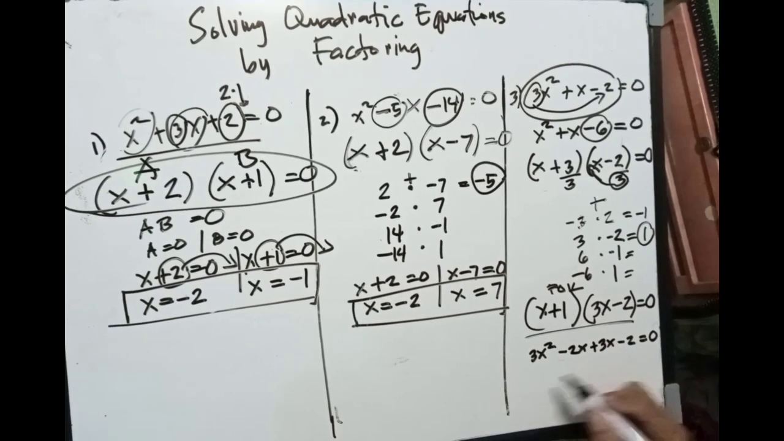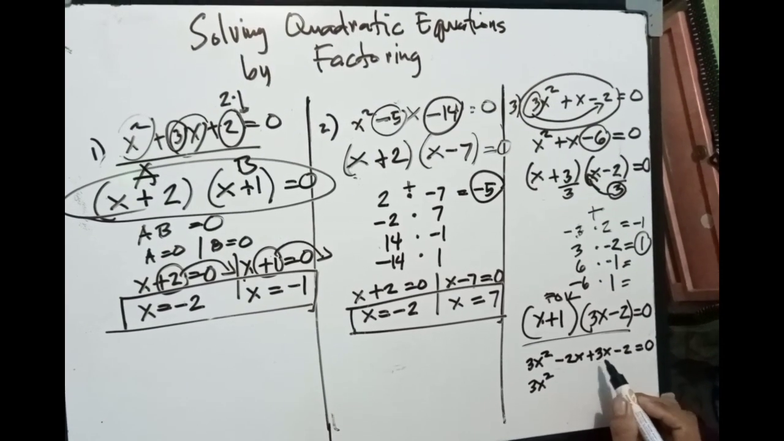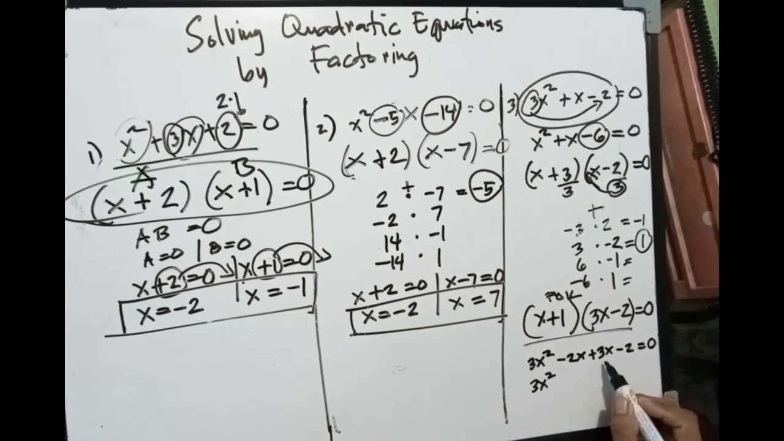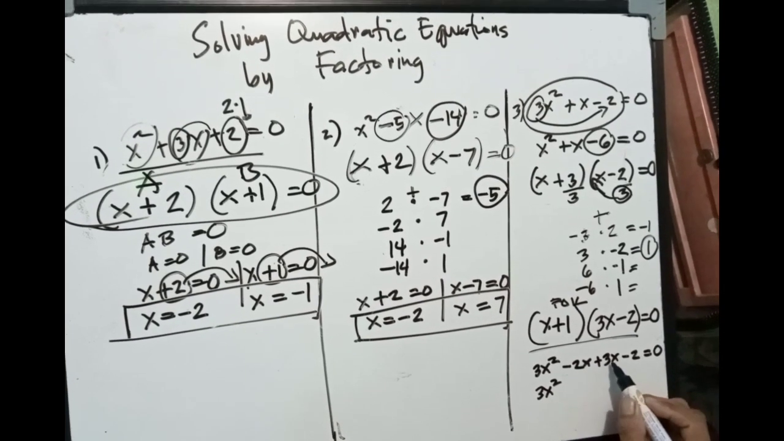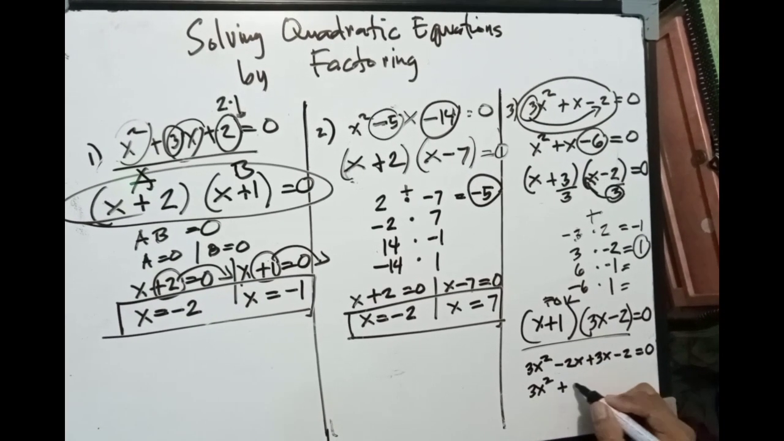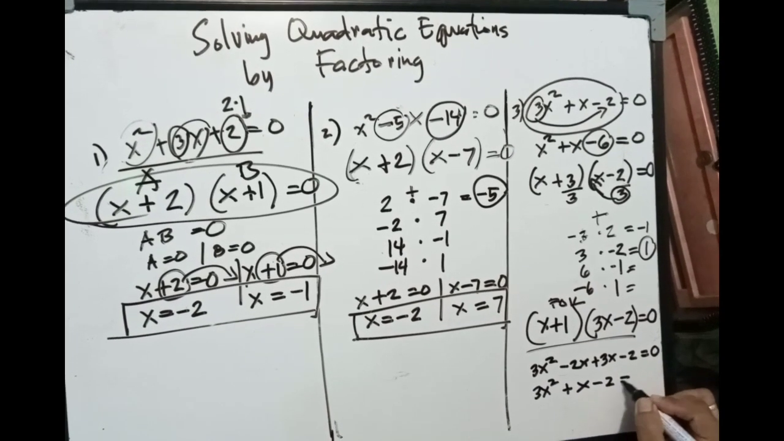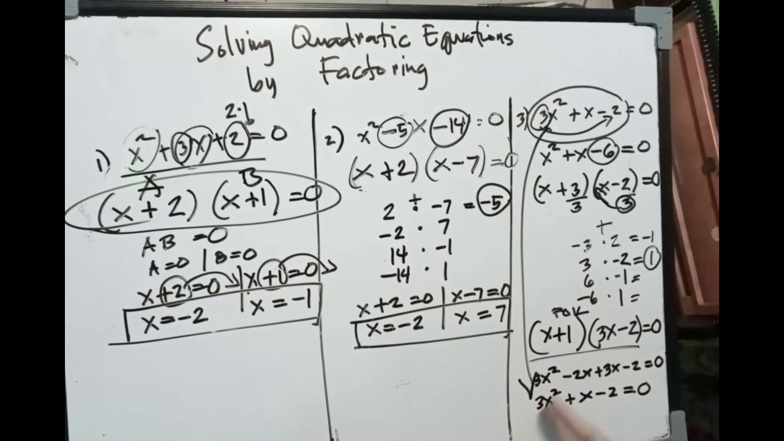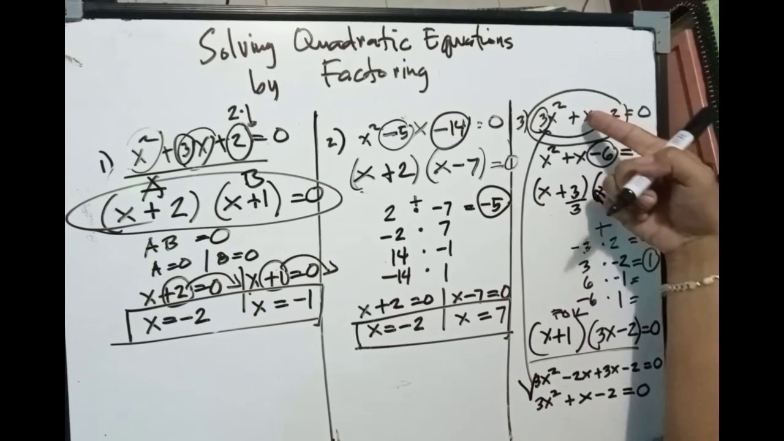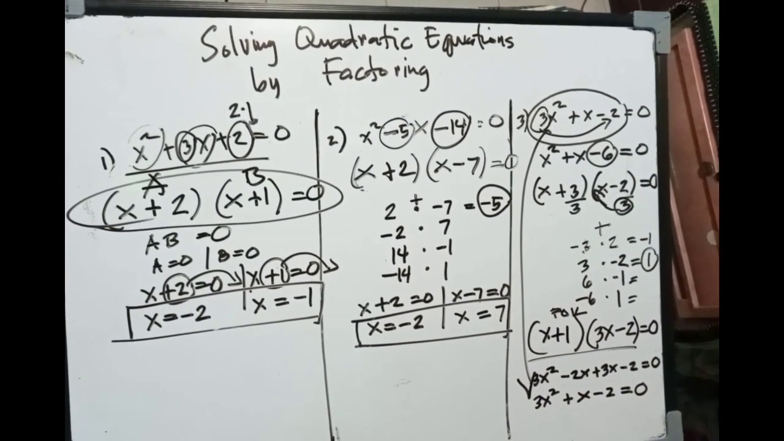Then combine like terms. 3x squared, walang katulad, just copy. Negative 2x and positive 3x are like terms or similar terms. Combine it. Negative 2 plus 3 is positive 1 or just simply x. Then minus 2 equals 0. Look, same. 3x squared plus x, negative 2 equals 0. Our factoring is correct.